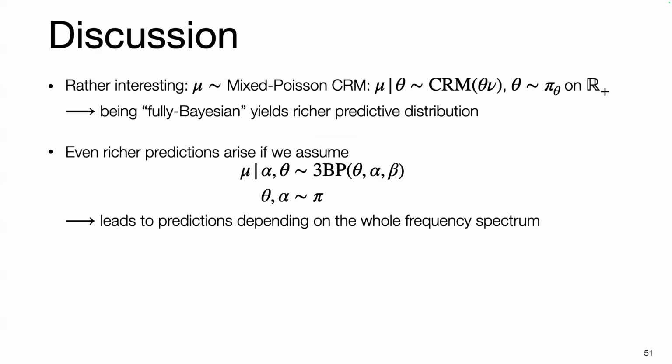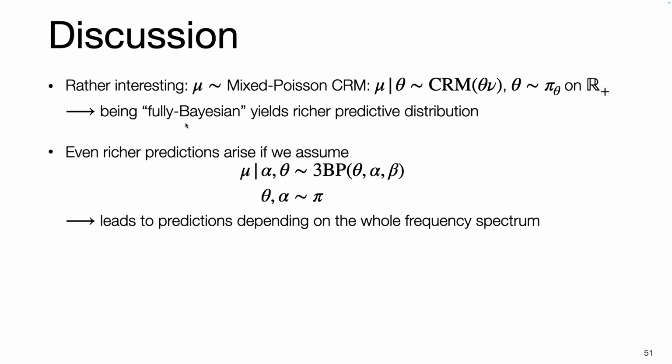Let me just touch on a quick comment about the predictive characterization for those priors inducing predictions depending on the sample size and the number of distinct features. This is the case of what we call a mixed Poisson complete random measure. That is, mu given theta is a complete random measure, and theta is a positive random variable. Of course, this can also be interpreted as a Bayesian hierarchical model, where theta is the total mass of the Levy intensity, and we put a prior on it since we don't know it. This shows that being fully Bayesian yields a richer predictive distribution on top of being robust.